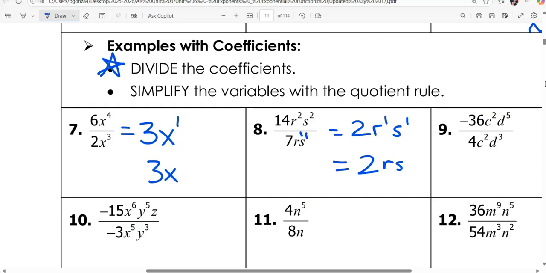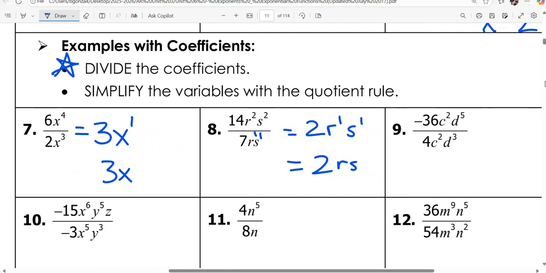Last one I'm going to show you here, number 9. What do I do with these two numbers? Divide them. Negative 36 divided by 4 is negative 9. What do you do if it's 2 on top and 2 on bottom? You could think it's C to the 0, but it kind of just cancels out. C to the 0 means 1, which multiplies, so in the end that's like nothing. Okay, and then top minus bottom, 5 minus 3 is 2. So negative 9 D squared.